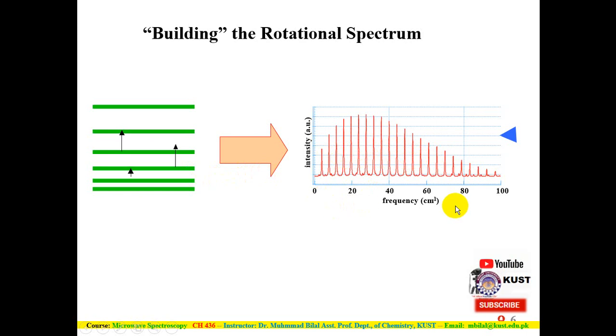If we plot the frequency scan on the x-axis and absorption intensity on the y-axis, we will observe this type of spectrum, where the intensity is lower, then increases, and then is highest. This represents the population of molecules in different energy levels. We will discuss this in detail in a coming lecture.